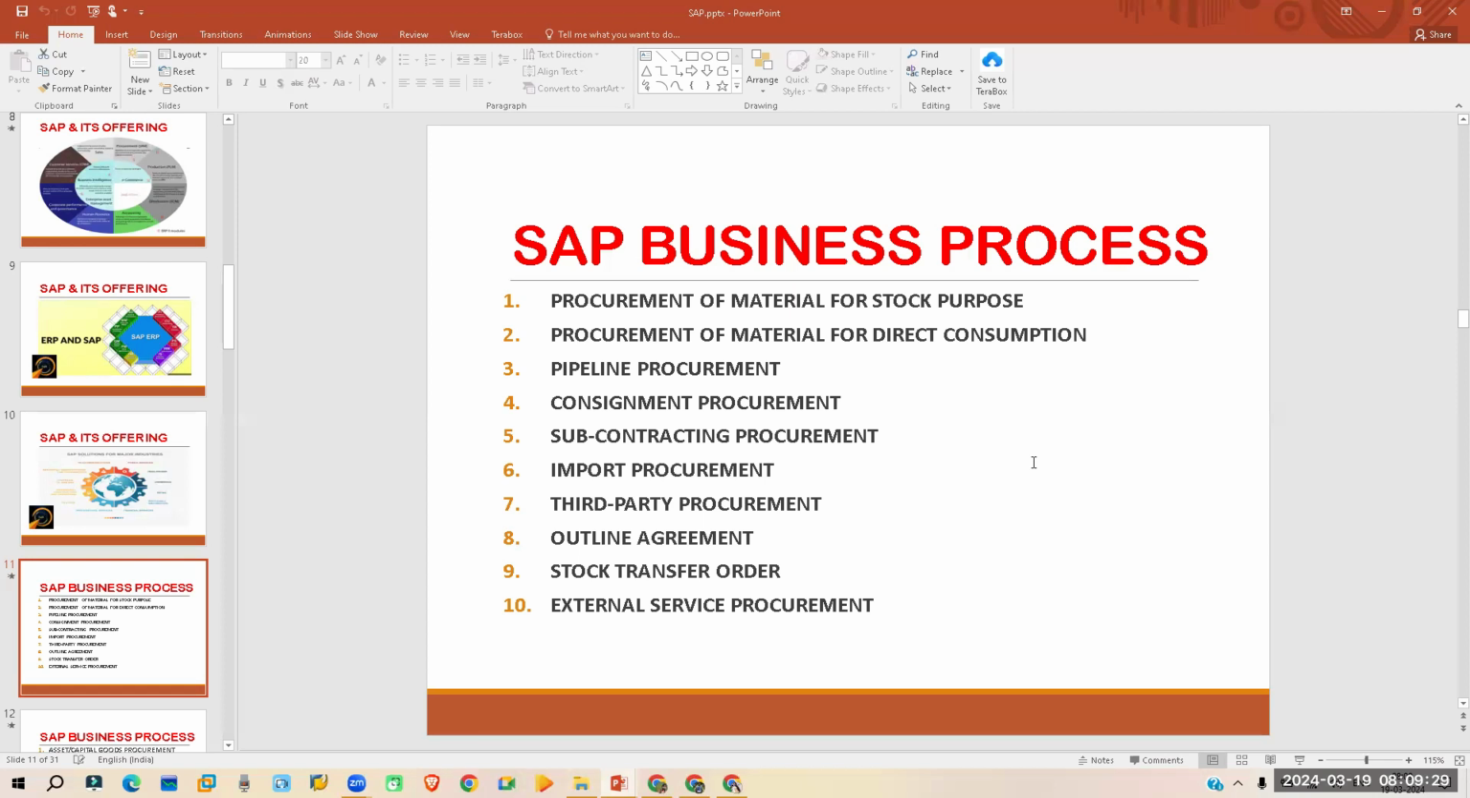Details we will see later. Next one is consignment procurement. What is consignment procurement? Let's say I need some product, and whenever I require it I can use it, but I don't want to pay for it upfront. Let's take an example of a store.